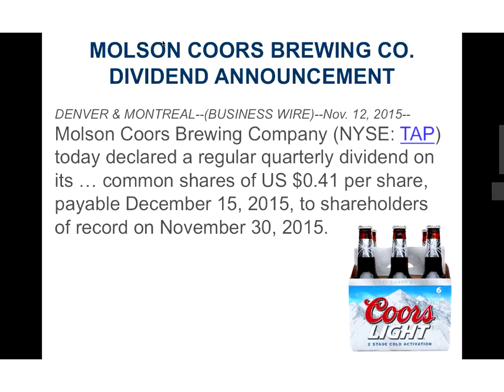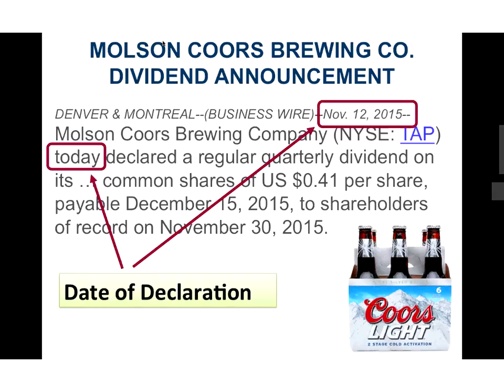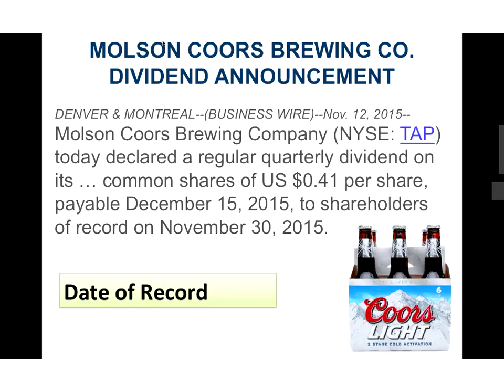The first date, the date of declaration, is November 12th, because it tells us in the press release that November 12th they did the declaration. On that date, this is a liability now, okay? So Molson Coors has paid a regular dividend for years. There's a history of a regular dividend every quarter. Until November 12th this year, this dividend was not a liability. But the board of directors has said, we're paying 41 cents a share, we've declared this dividend, so there is now a liability.